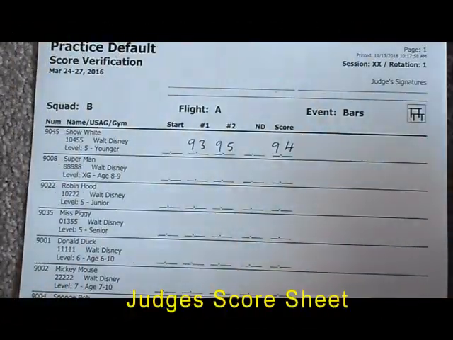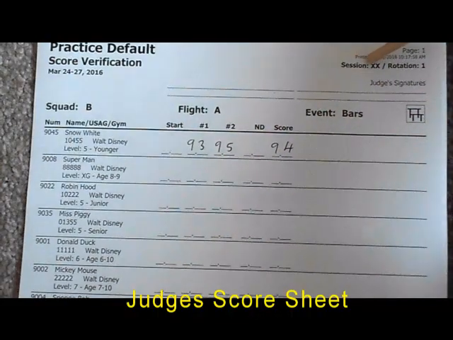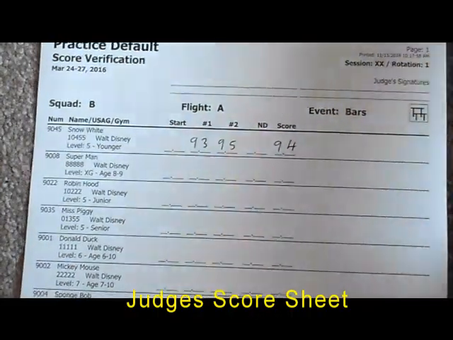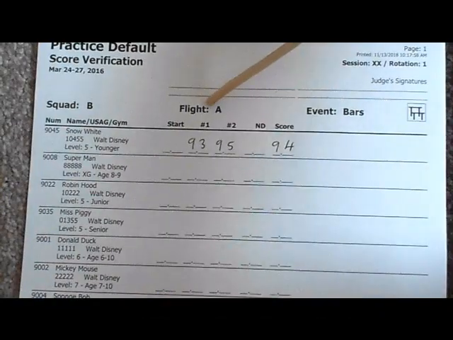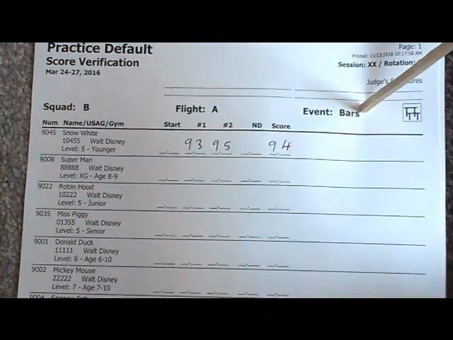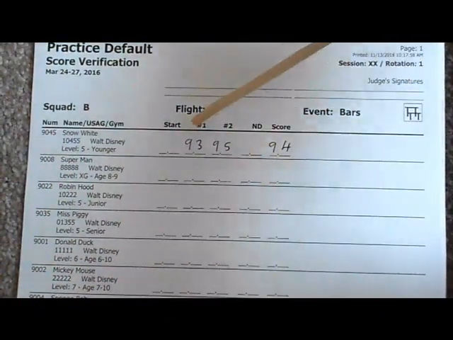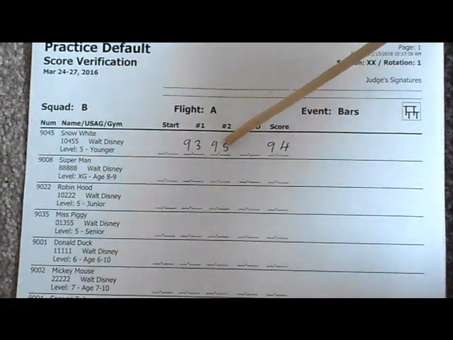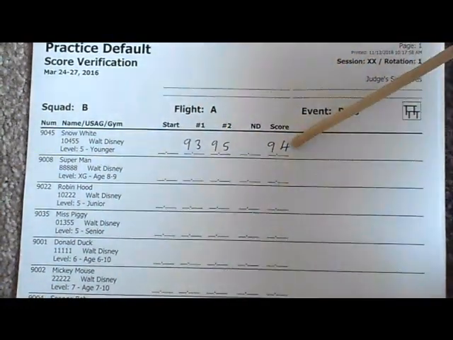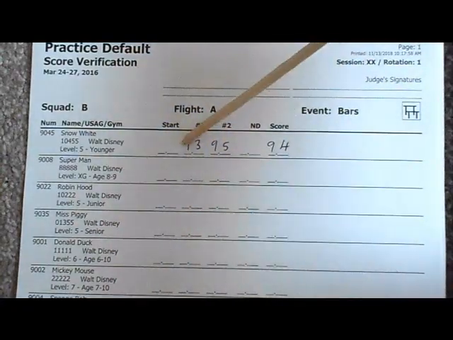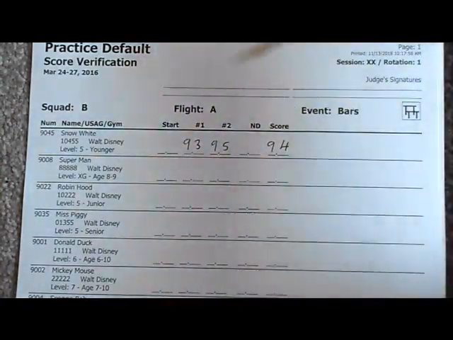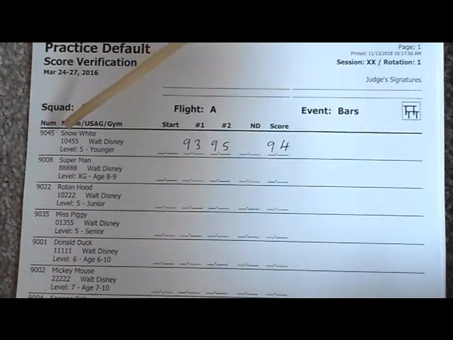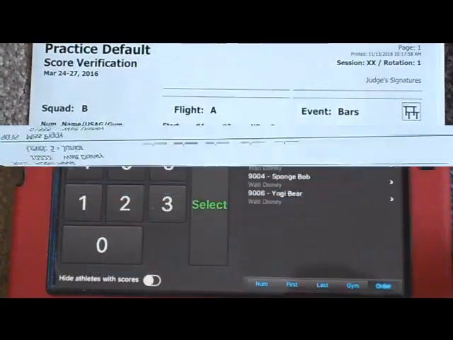This is the judges' score sheet. Notice it's got the session number here and the rotation number, showing it's squad B. They're on flight A. Of course, this is the bars event. Here, Judge 1 has given a score of 9.3 and Judge 2 has given a score of 9.5, the average being 9.4. These are the two scores that you're going to enter into the iKeyPad. Obviously, this is for the first gymnast, Snow White.